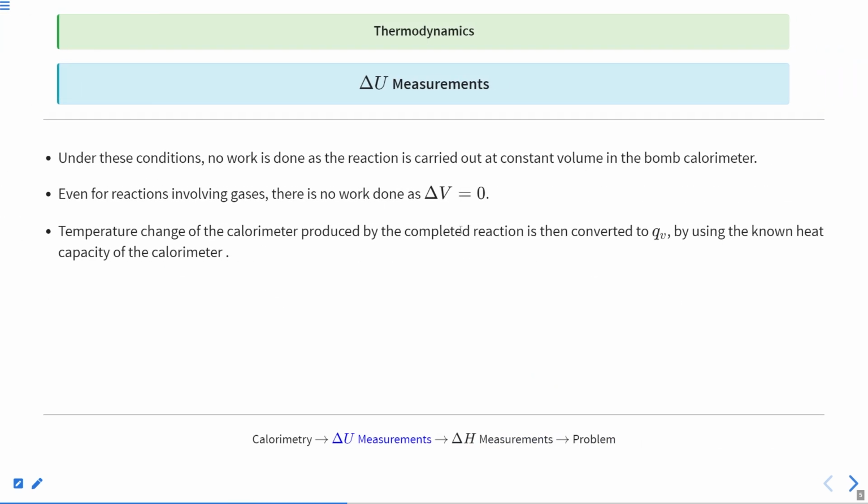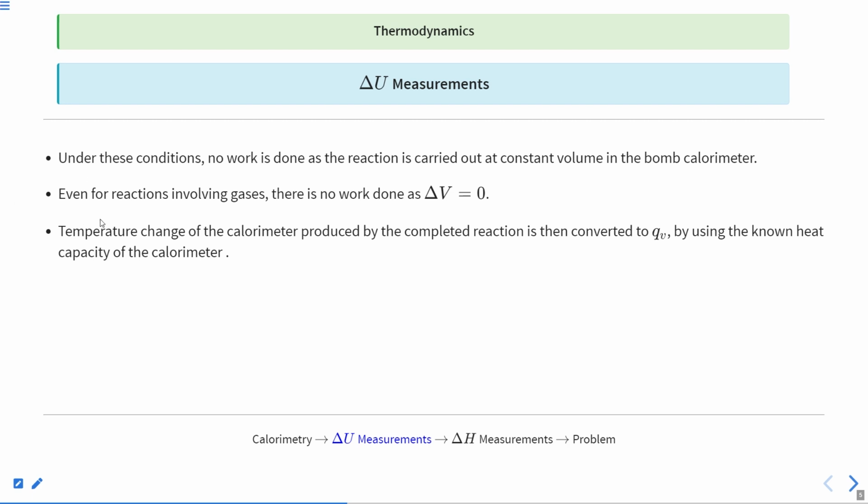So the same thing is written here. Under this condition, no work is done. So whatever QV we calculate here will be purely equal to the internal energy change. That is the key part here. So why are we keeping the volume constant? Because we know the formula for work done for both reversible and irreversible processes, and if the volume is not changing, then the work done is equal to 0.